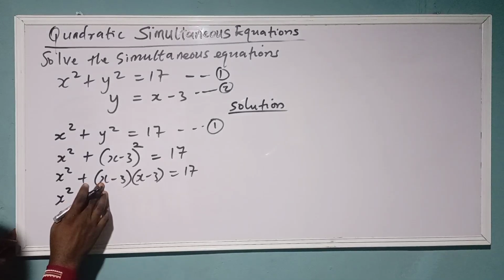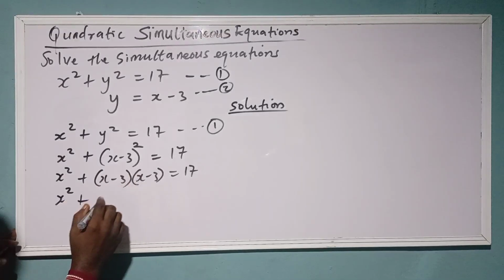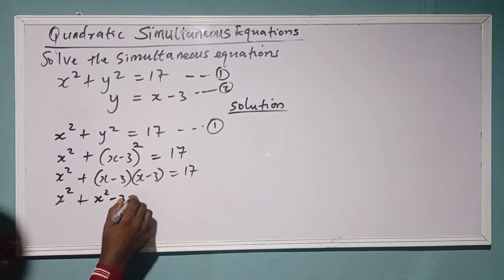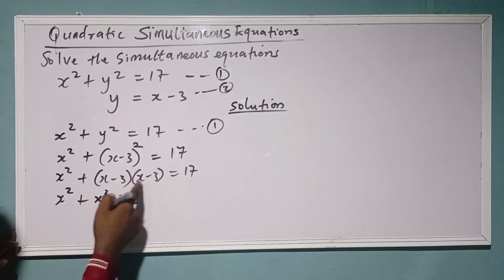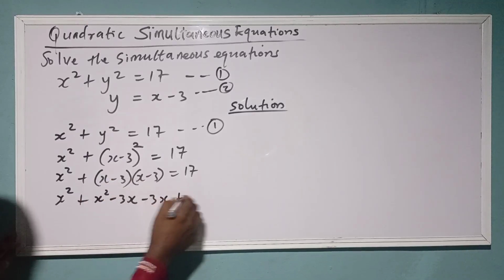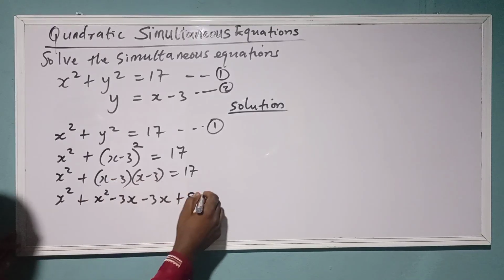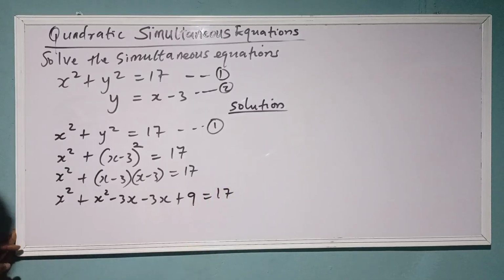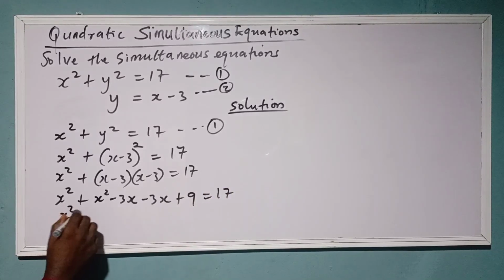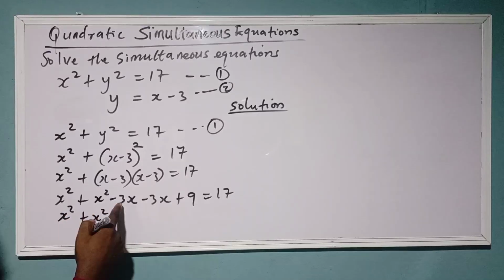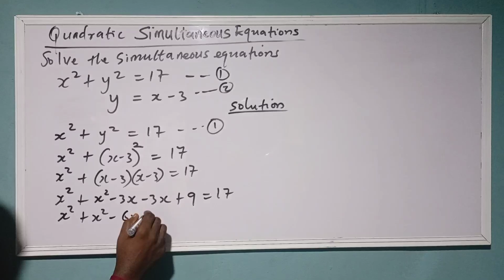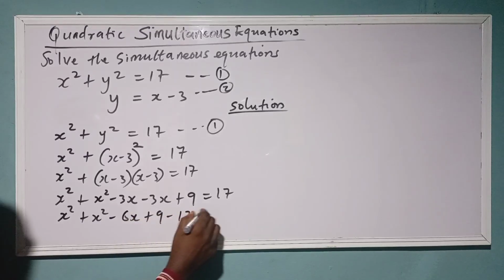To proceed, you write this and then you expand this bracket. We first take this x and multiply this, so we have x squared, and we take the same x to multiply this, we have minus 3x. Then we go to this minus 3 times x, minus 3x, and minus times minus 3 times 3 will give you plus 9, and that's equal to 17. So let's do some kind of arrangement: minus 3x minus 3x will give you minus 6x, plus 9 minus 17 is equal to 0.